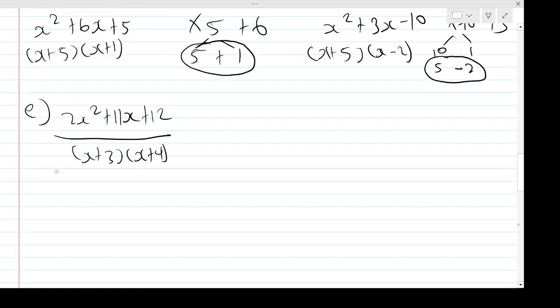Again, the bottom is quite nicely factorised for us already. But then I need to find the factors of the top part, the numerator, the quadratic on the top. So again, I need to factorise. If I have 2x squared plus 11x plus 12, I'm going to factorise it here.